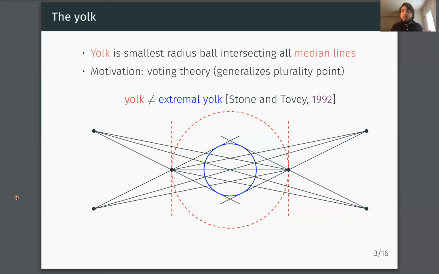So in general, these are two different problems, and solving one of the problems does not necessarily immediately provide you a solution to the other. And the focus of this talk today is going to be on the extremal yolk, simply because it's easier to talk about in the techniques we use.